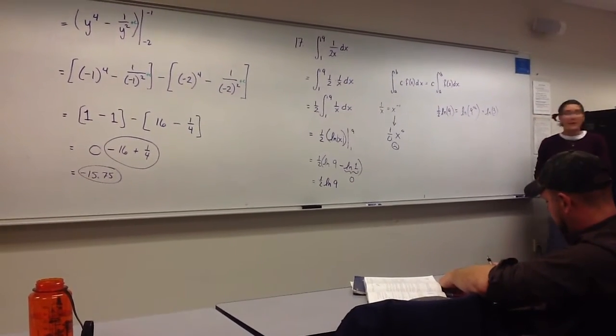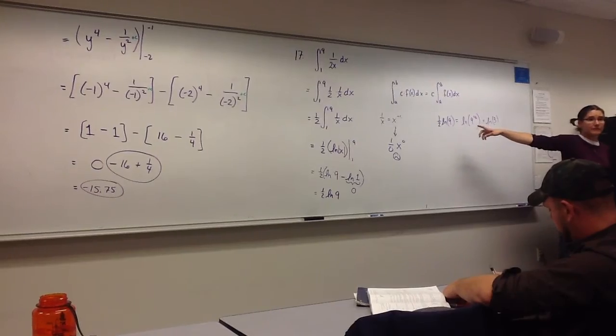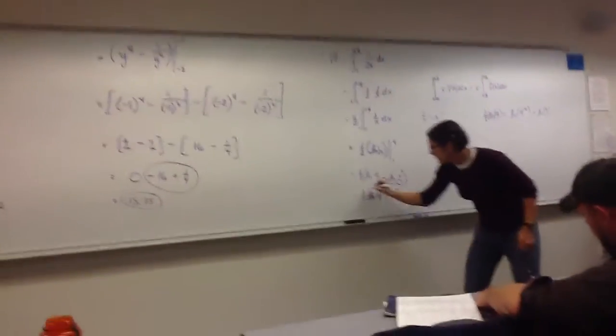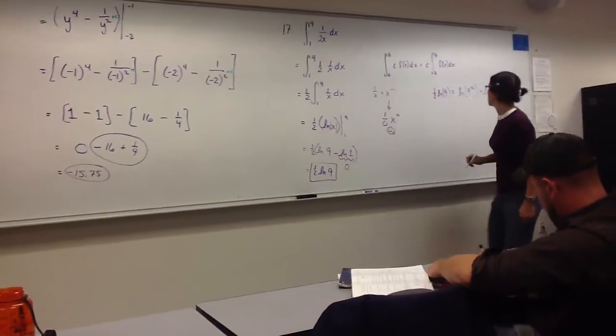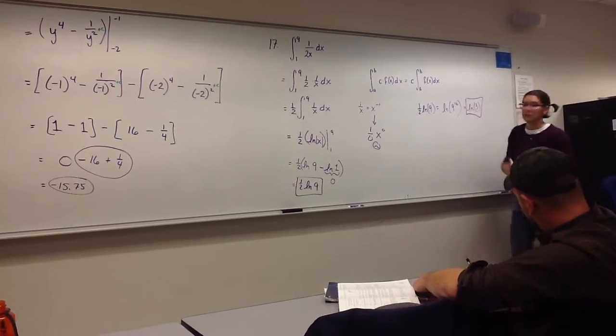Yeah. Okay. All right. Other questions or comments about number 17? This is a totally legitimate final answer. 1/2 times the natural log of 9, and the book is clever and simplifies it more.